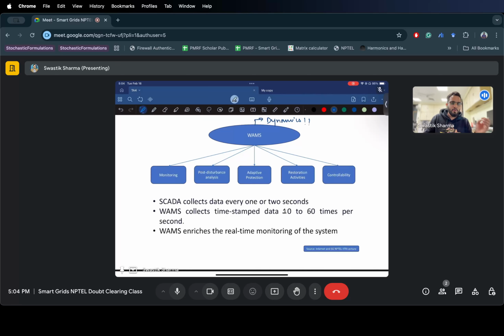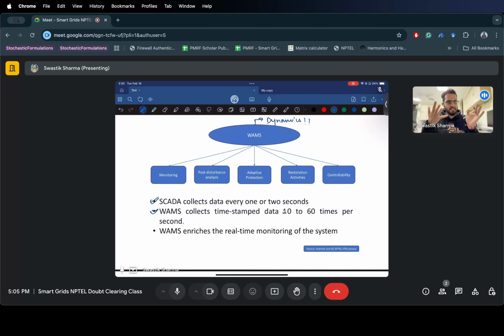So what we want is to observe the state of the system at very high resolution. When I say high resolution, I mean that I can see the state of the system at any given point of time for any given duration of time, right? For example, when we had SCADA, it collected data every 1 or 2 seconds, right? So between 1 or 2 seconds, our system state can change. There can be many transients happening, some fluctuation, right? For that, we need more resolution of samples coming per cycle or per second. And for that, WAMS, which employs PMUs, is able to collect timestamped data 10 to 60 times per second.